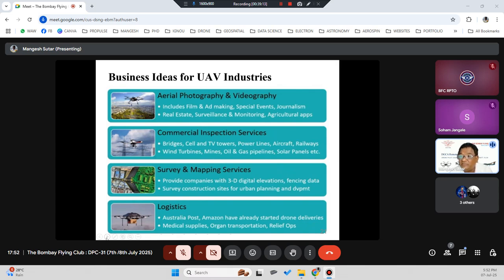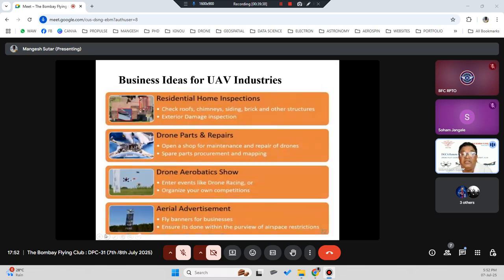Okay, commercial inspection service. There are 2 students of mine who are trying to build a commercial inspection service. They want to build surveillance drones which can be used for surveillance or inspection activities within the city and within building premises and all those things. Again, surveying and mapping services, logistics I talked about, the delivery drones we talked about. Then we have residential home inspections.